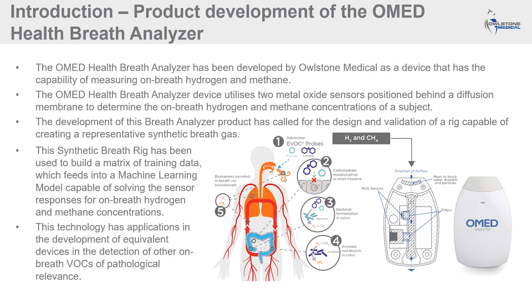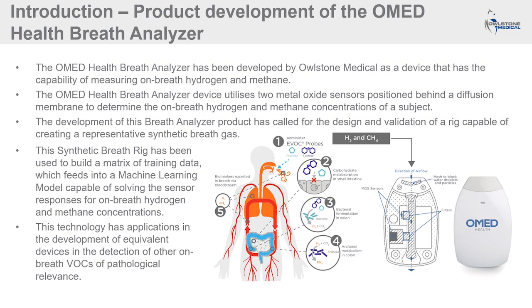This required the design, building, and commissioning of a synthetic breath rig that could generate a test gas mixture consisting of a set of desired hydrogen and methane concentrations. Using this data, a machine learning model was built in order to evaluate these raw responses and output the calculated hydrogen and methane concentrations. In this presentation, I will discuss the design and development of the synthetic breath rig and the applications that it has, and following this, my colleague Rick will discuss the development and implementation of the machine learning model.